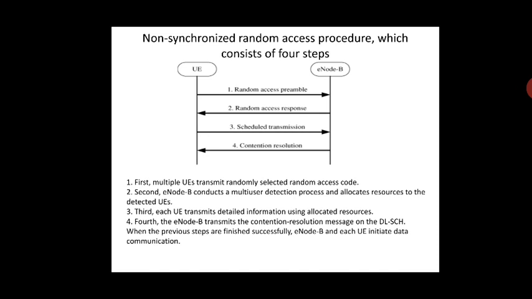In the second step, if the random access attempt is detected between the user equipment and the E node B, the E node B transmits the corresponding random access response on the downlink SCH, which contains the identity of the detected preamble, the timing correction for uplink transmission, a temporary identity for the following steps, initial uplink resource grant, and a backoff indicator to instruct the UE to back off for a period of time.